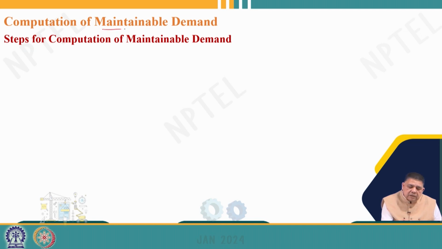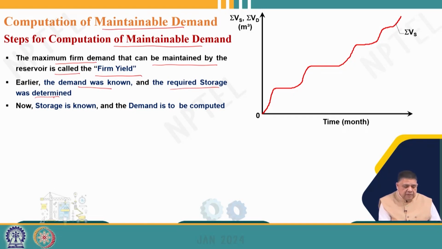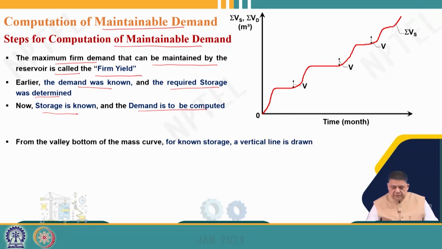Now, the inverse of the problem is that we already have a storage available in a reservoir, and we want to compute what demand this reservoir can sustain. The maximum firm demand that can be maintained by a reservoir is called the firm yield. So, that is what we have to find out. Earlier the demand was known and the required storage was determined. Now, storage is known and we want to find out the demand. So, the problem is just reverse.